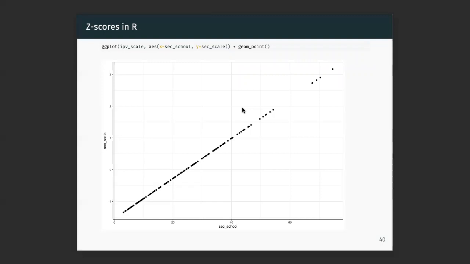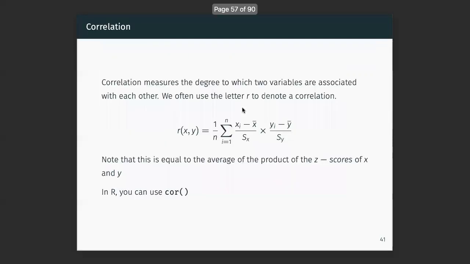Why would we do that? It turns out it's really useful when things are on very different units of measurement. The mathematical definition of correlation is technically the average product of the z-scores of the two variables together. We're not going to really work through that, but we can use cor to do that.